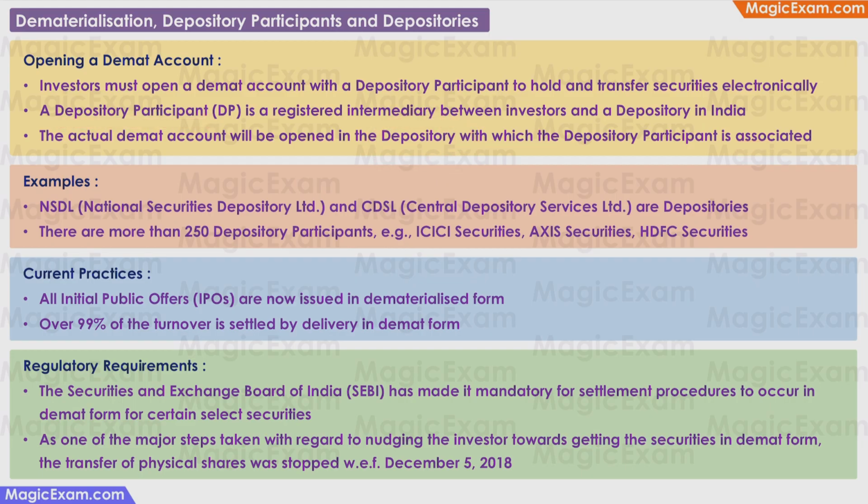There are two depositories for equity shares: NSDL, which is National Securities Depository Limited, and CDSL, that is Central Depository Services Limited. There are more than 250 depository participants like ICICI Securities, Access Securities, HDFC Securities, etc. When a demat account is opened with a depository participant like ICICI Securities, it is actually registered with either NSDL or with CDSL.